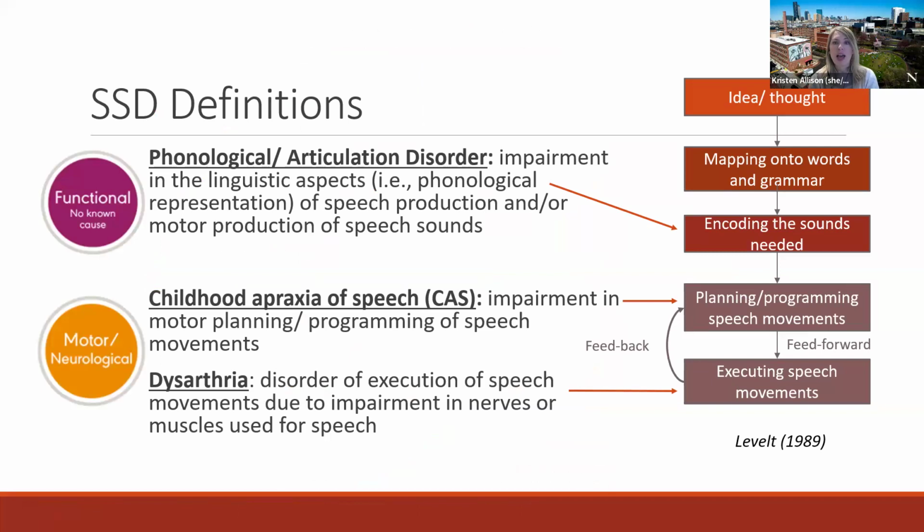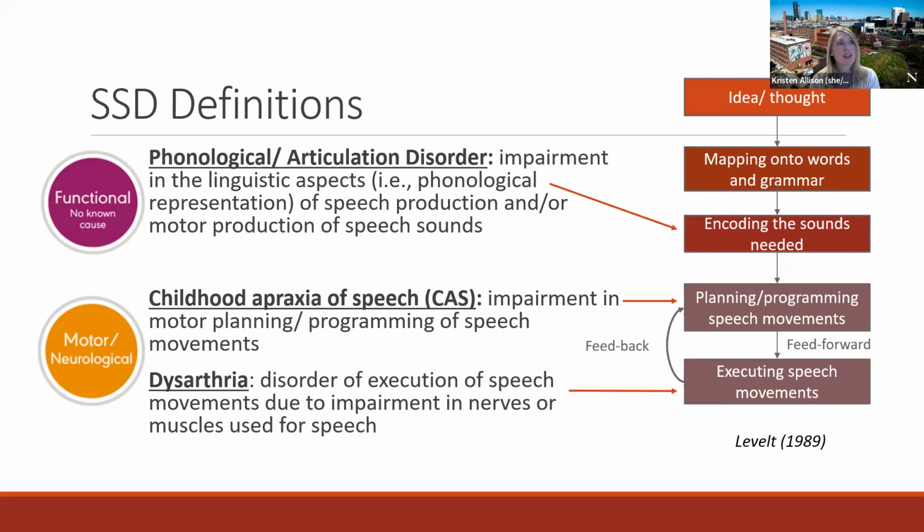So to start, I'm going to talk for a minute about the theoretical level of breakdown associated with these different speech sound disorders. This model here on the right is a simplified version of Levelt's model of speech production. It shows that speech production begins with idea formulation. And then language processing is needed to translate this idea into words and phonemes and grammar to make a grammatically correct sentence. And then that's translated into a sequence of speech sounds or phonemes.